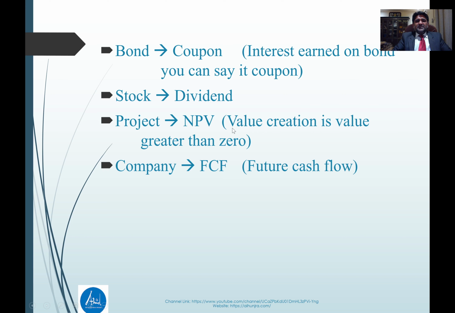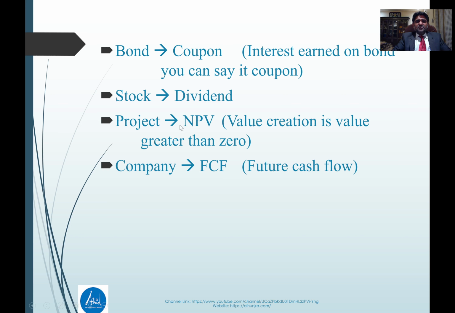While we are talking about projects, it deals with net present value creation, either positive or negative. Value creation means the value is greater than zero, so the project has some positive value. If the NPV is positive, then we select that project; otherwise, we reject it. As we know, there are different methods and approaches behind the selection of a project, like discounting techniques and non-discounting techniques.